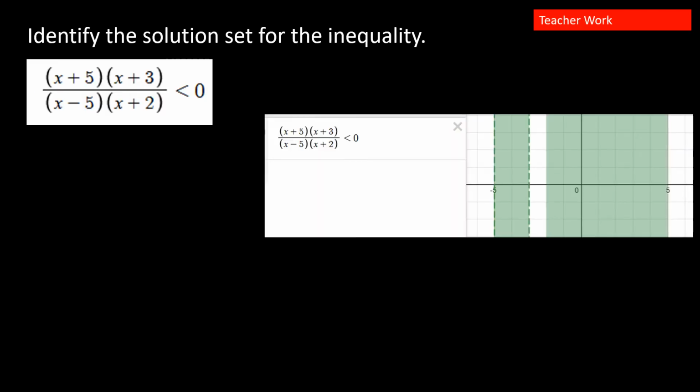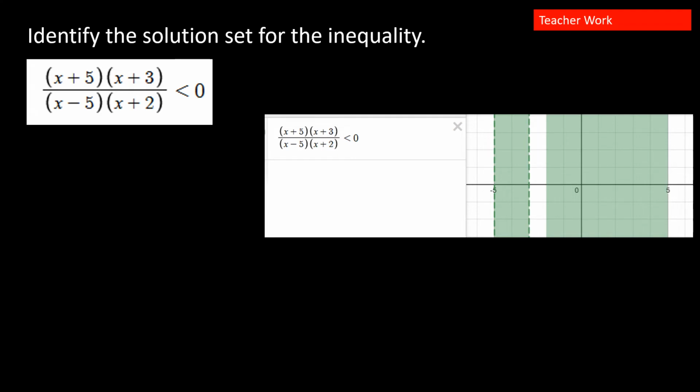So identify the solution set for the inequality. These take quite a bit of work. Remember that your exam will be timed. Your best bet on this is to immediately start plugging these values into Desmos. And what happens here is on Desmos, it gives you these graphing sets.